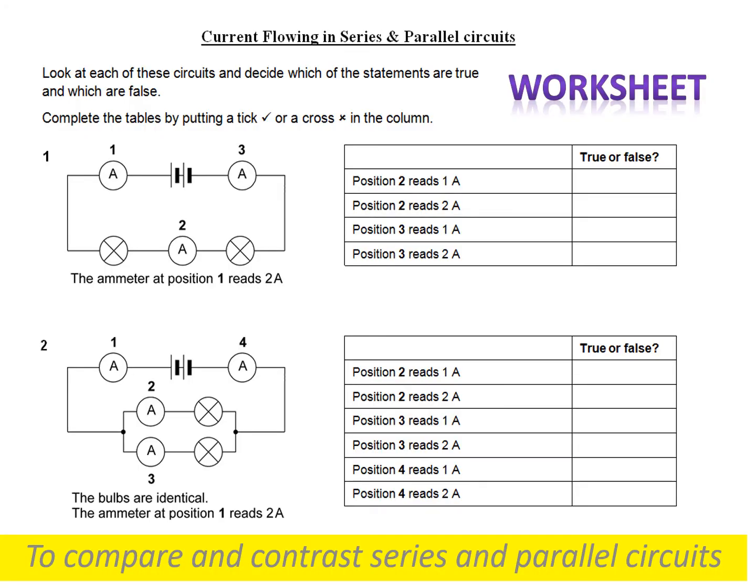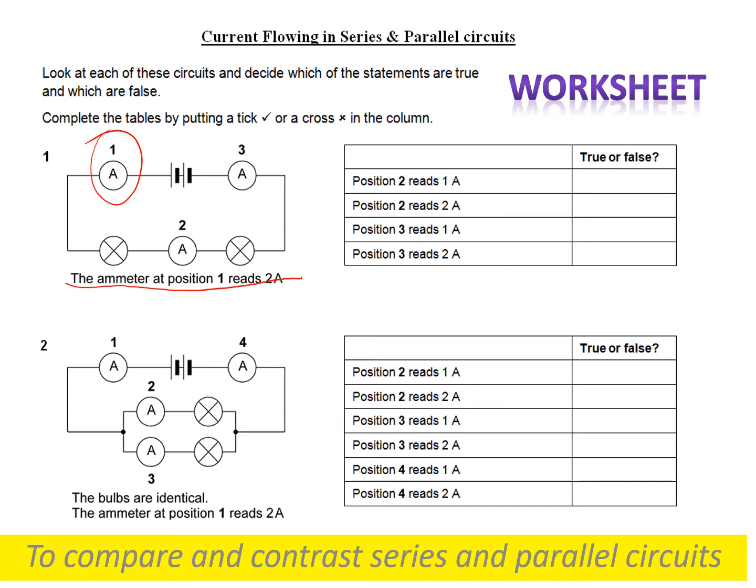Okay, now let's look at this worksheet, which is about current flowing in series and parallel circuits. So we have to say whether it is true or false what they have said. Now, the information they have given us in question 1 is the ammeter at position 1 reads 2 amps. So the first thing you need to check is what sort of circuit this is. Is this a series or a parallel circuit? It is a series circuit. And what happens in a series circuit? We just did that a couple of slides before.